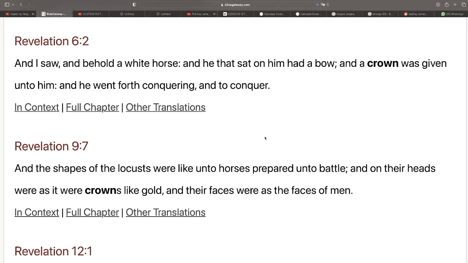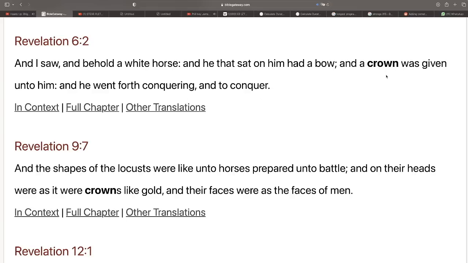Revelation 6:2, I saw, and behold, a white horse. He that sat on him had a bow, and a crown was given unto him, and he went forth conquering and to conquer. Okay, could this be the crown that was being given unto the Antichrist?